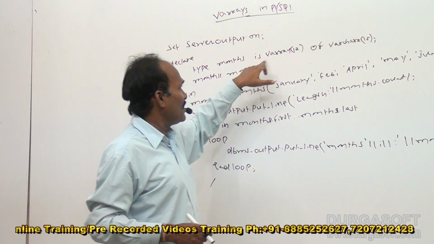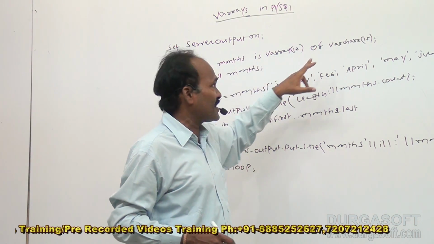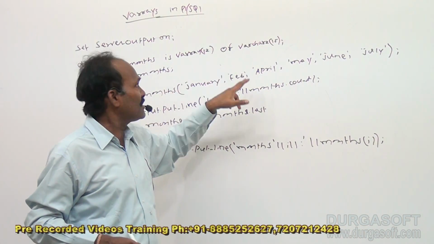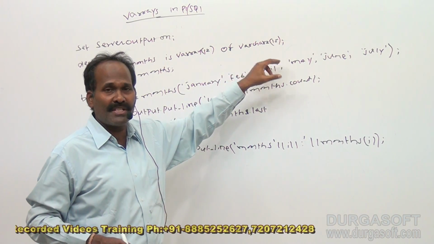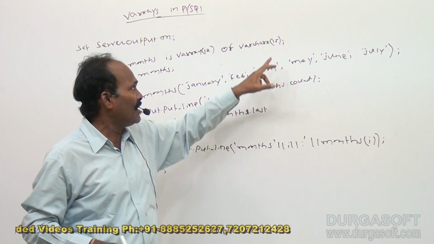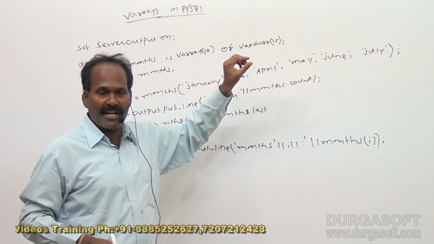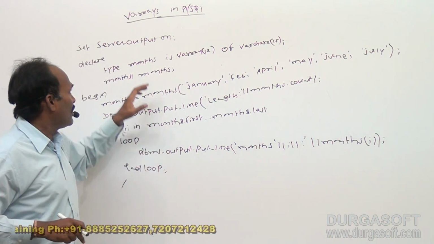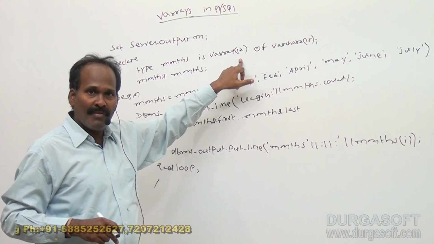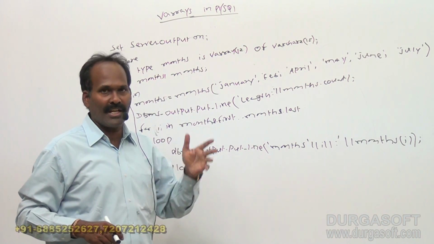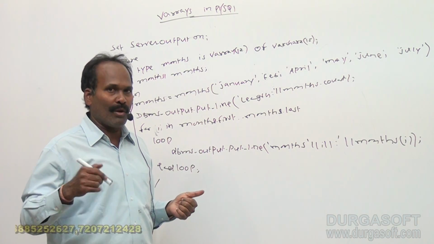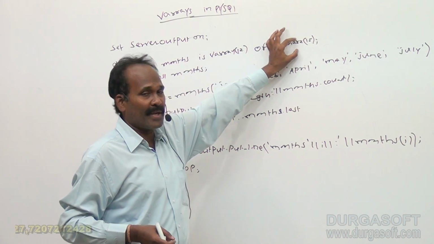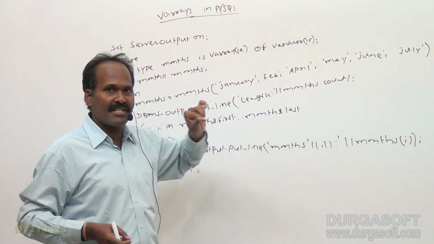It is VARRAY 12. That means the capacity of the months array is 12, because I am going to store 12 values in this months array, of VARCHAR2 of 15. That means each cell in the array can store 15 characters. The array has 12 cells, because from January to December there are 12 months. So I am taking 12 as its capacity, with each cell's capacity being 15.